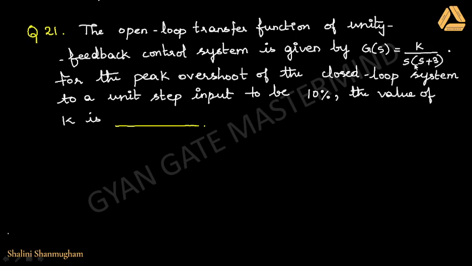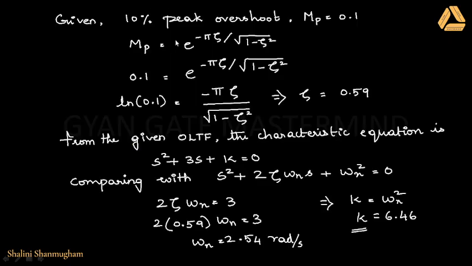The characteristic equation will be s square plus 3s plus K, and it is given that the peak overshoot is 10%. That means the peak overshoot M is 0.1. You know that the formula for the peak overshoot is e power minus pi psi by root of 1 minus psi square. Substitute for M, the peak overshoot, and on simplifying this, you will get the damping ratio psi as 0.59.